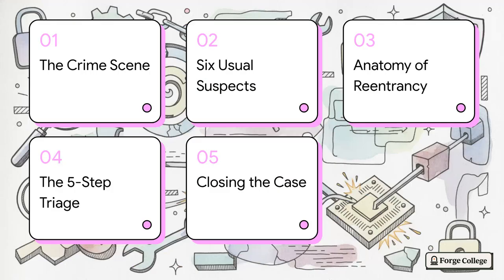So here is our inspection blueprint for today. 1. The crime scene. 2. The 6 usual suspects. 3. The anatomy of reentrancy. And 4. The 5-step triage playbook to help you diagnose failures really fast. Let's get right into it.